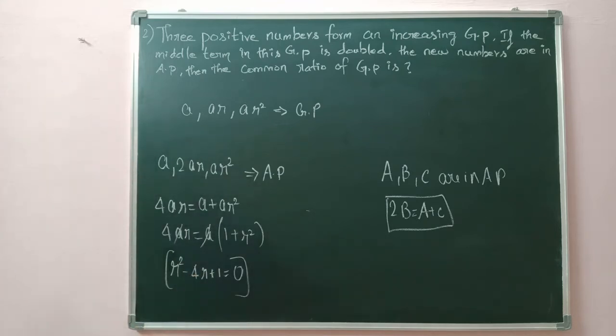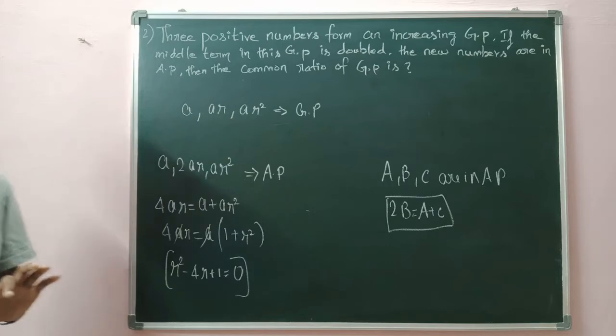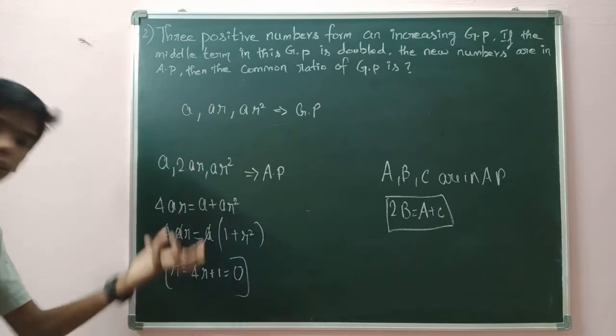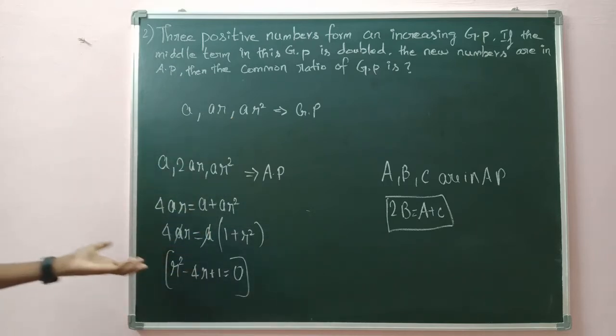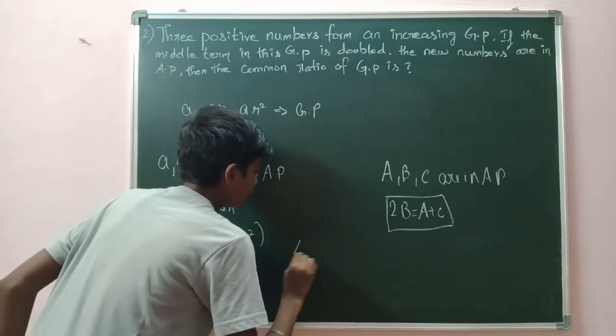In order to convert into quadratic form only, I did this. And what they are asking in the question is the common ratio of the GP. Basically we know R is the common ratio. So that is something I am going to find as a root of this equation. So how will you find the roots? Use your quadratic formula, where minus b will be 4.